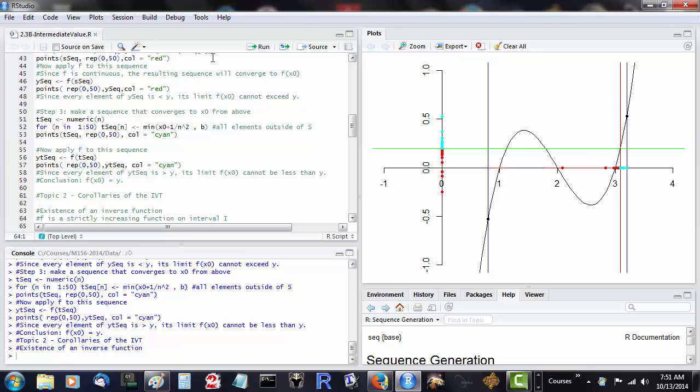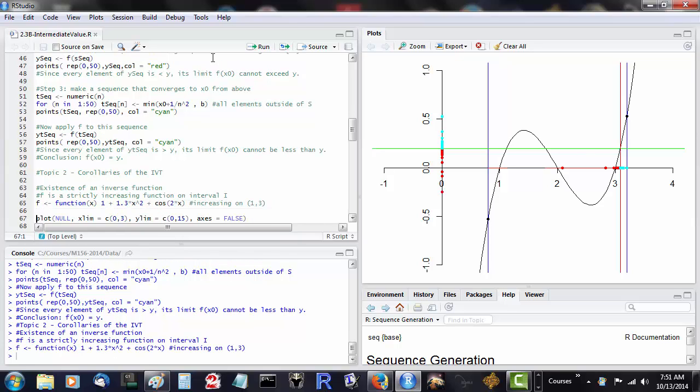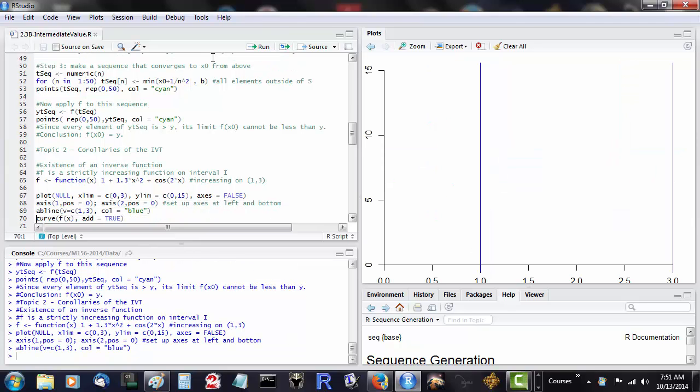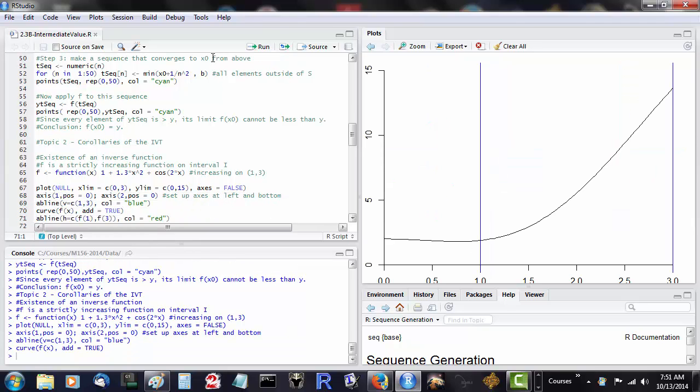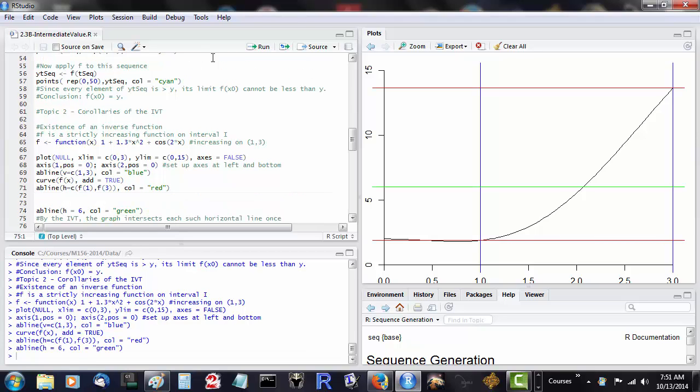Suppose we have a function that on some interval I is strictly increasing. Here is such a function on the interval marked off by the vertical blue lines. Notice this function is not strictly increasing on 0 to 3, but it is strictly increasing on 1 to 3. There's a target value, and the intermediate value theorem says there has to be a point in the interval for which that target value is achieved.